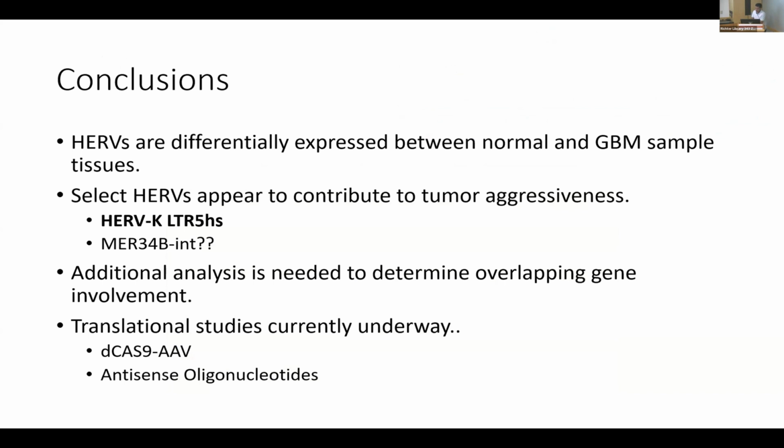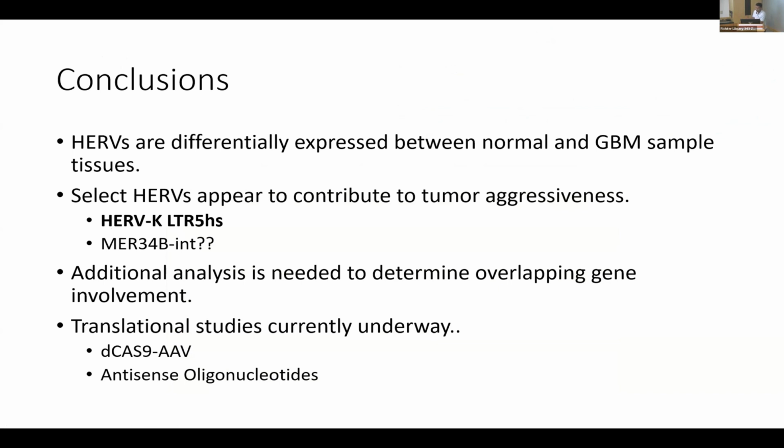So in conclusion, these transposable elements or non-retroviral viruses are known to be differentially expressed between normal and GBM samples, and select ERVs appear to be correlated with the stem-like nature or aggressiveness of these tumors. And in particular, LTR5HS of the HML2 HERV-K subtype definitely seems to be an interesting one to target.